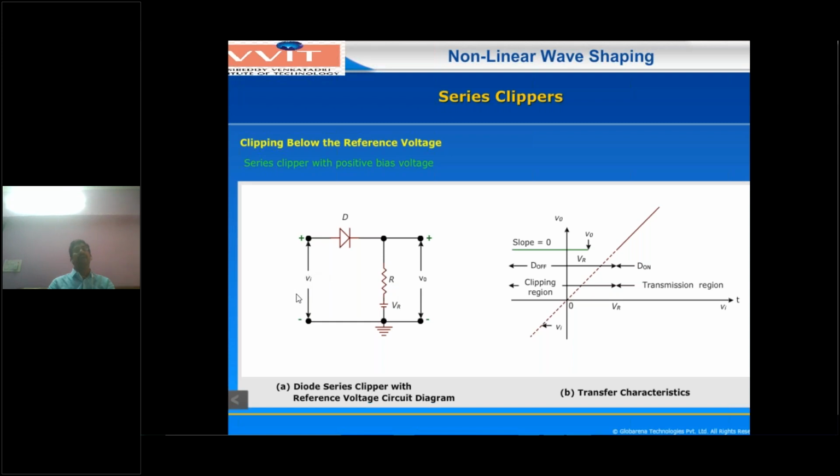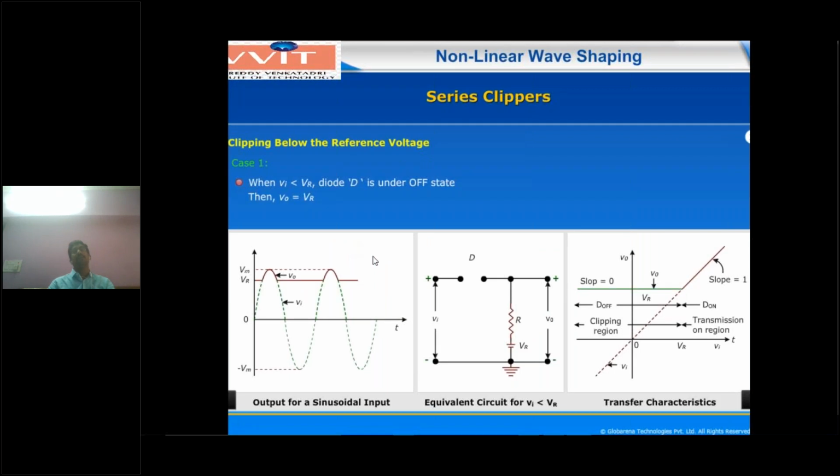Let us take VI from 0 to 3 volts, where the actual peak value is 5 volts and VR equal to 3 volts. That means the input voltage lies between 0 and 3 volts. Here the diode's anode terminal will be at less than 3 volts, which is less than the cathode at 3 volts. Now the diode will be off, an open circuit. Once it is open, the output voltage across the resistor equals the reference voltage. Output voltage V naught equals VR.